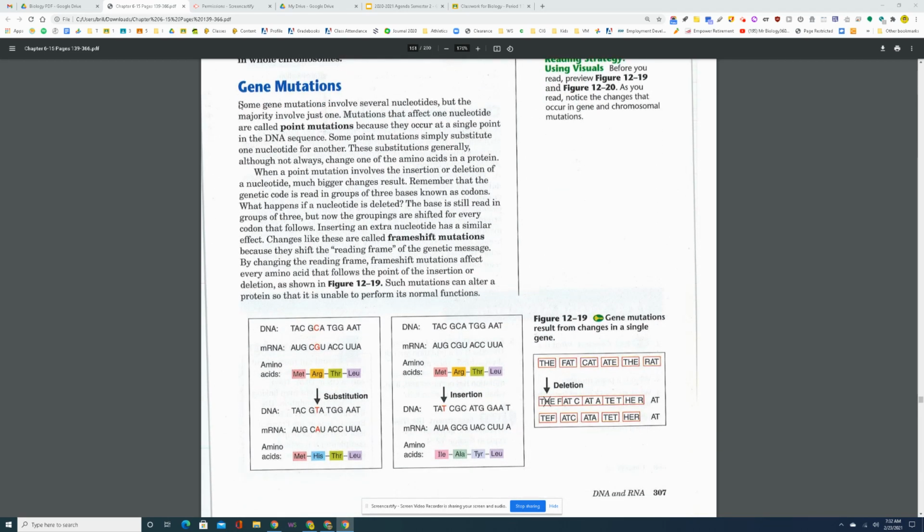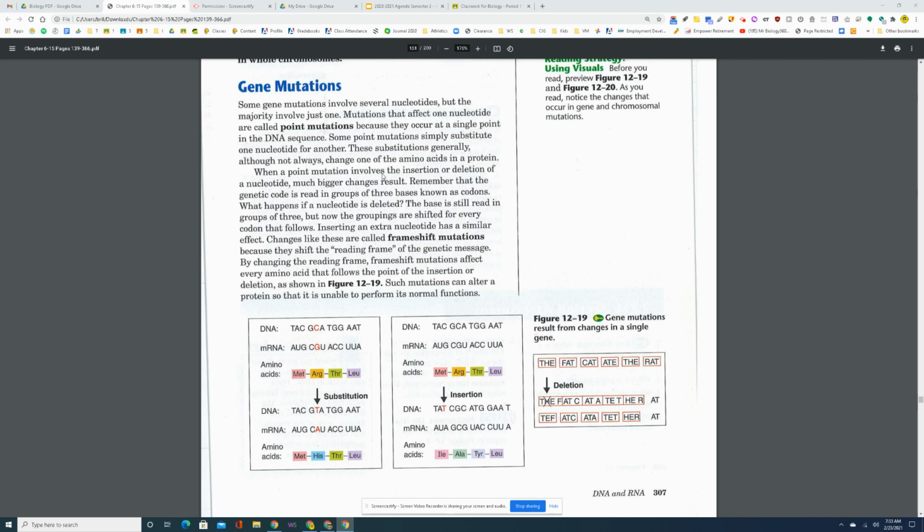Gene mutations. Some gene mutations involve several nucleotides, but the majority involve just one. Mutations that affect one nucleotide are called point mutations because they occur at a single point in the DNA sequence. Some point mutations simply substitute one nucleotide for another. These substitutions generally, although not always, change one of the amino acids in a protein.